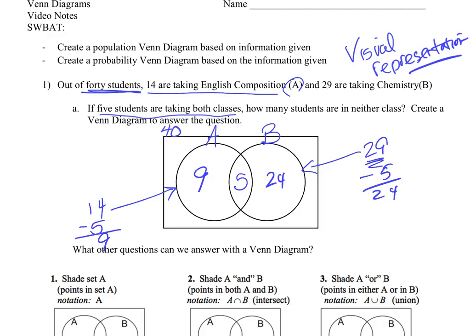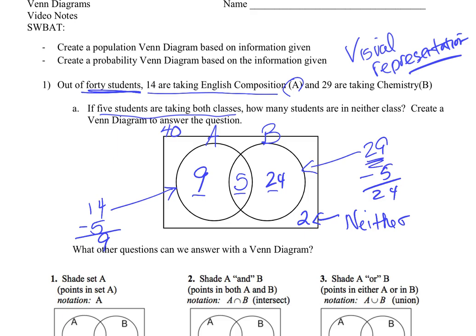So these people right here in this half moon, or moonish thing, represent the people that are only taking chemistry. They're not taking English also. Then outside of the circles, we have 9, 5, and 24 in these circles, and that's 38. So the people out here that aren't in the two circles at all are people that have done neither. So these take neither English nor chemistry.